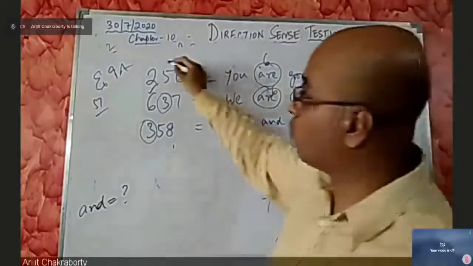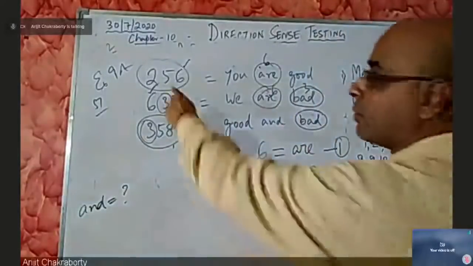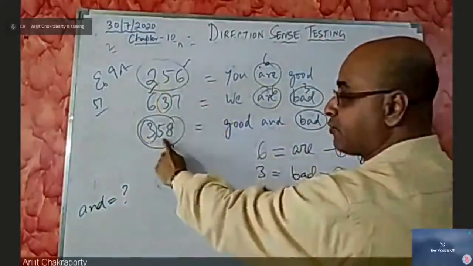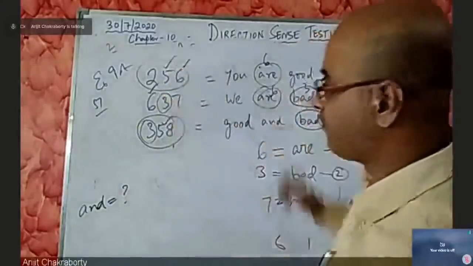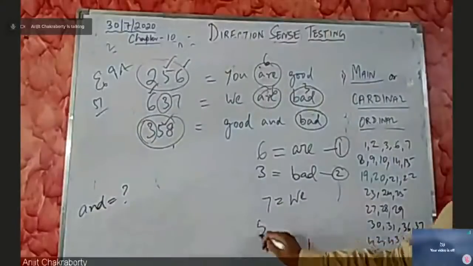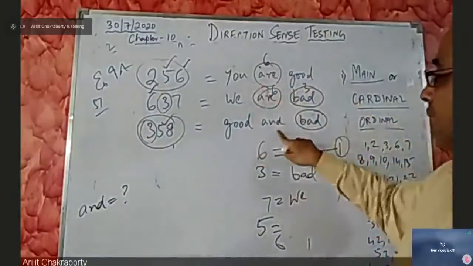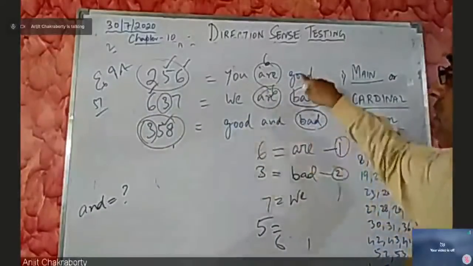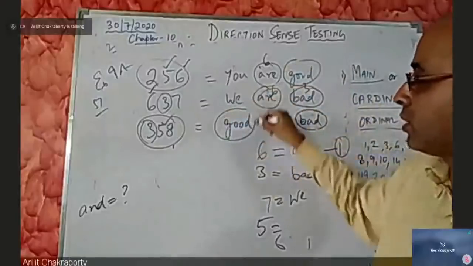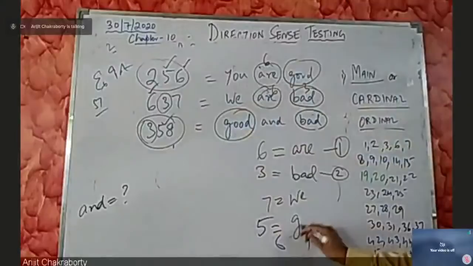Now, if you take 1 and 3, do we have anything common? 2, 5, 6, 3, 5, 8. We have 5 common. 5 and 5. So I will write 5. "You are good." "Good and bad." So we have "good" common. Good is common. So now we have got the code for good. Good is 5.